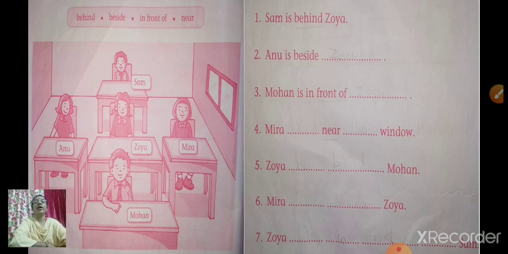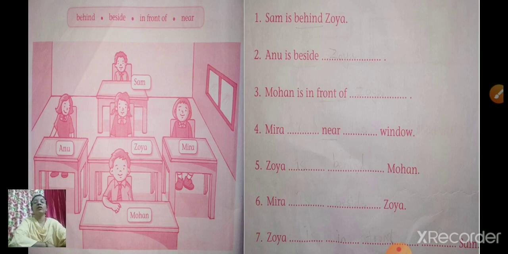Okay. Now you can see it is a classroom. In that classroom some children are sitting. Now we have to tell which position they are sitting, where they are sitting. Some questions are asked, fill in the blanks type, and you have to answer. You have to complete the blanks. Is it clear?